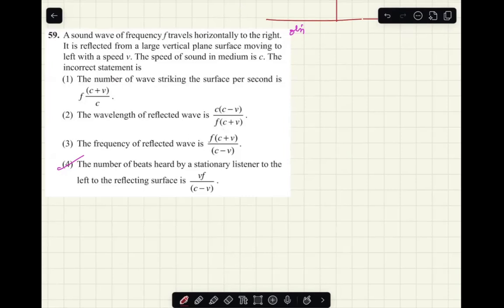Now move on to this question. Everyone go through this question. A sound wave of frequency F travels horizontally to the right. It is reflected from a large vertical plane surface moving to the left with the speed v. Now this is a reflector moving with speed v. The speed of sound in the medium is c. Which is the incorrect statement?